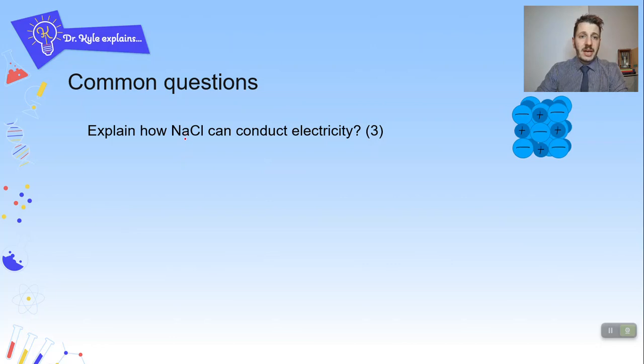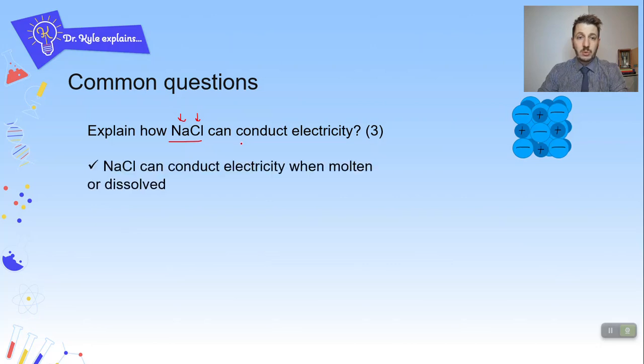So NaCl then, ionic compound, metal, non-metal, so therefore we know it's ionic straight away. If we remember earlier, it said that ionic compounds conduct electricity when molten or dissolved. And so our first line is that NaCl can conduct electricity when molten or dissolved. So that means we're either going to melt it or we're going to dissolve it in water.